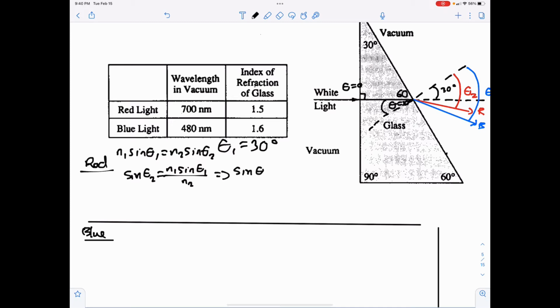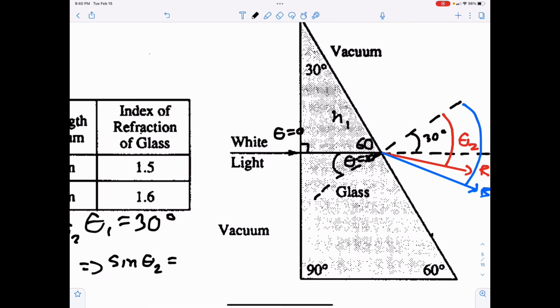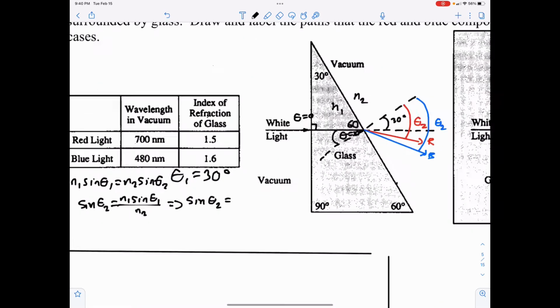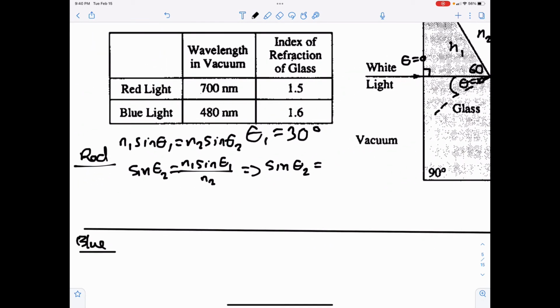which means sine of theta 2 is equal to n1. Now, the vacuum is going to be n2 because we're talking about the exiting interface right here. So n1 is actually going to be the glass. Now, if we're doing red light, that would be 1.5 sine of 30 over 1.0. Put that in our calculator. 1.5 sine of 30 is 0.75 divided by 1 is 0.75. So the sine of theta 2 is equal to 0.75.